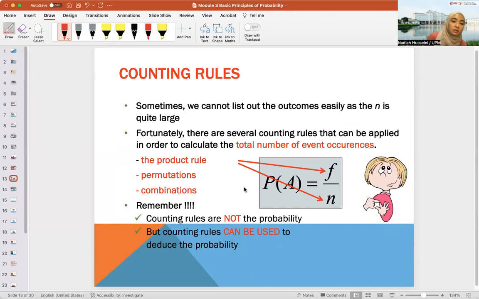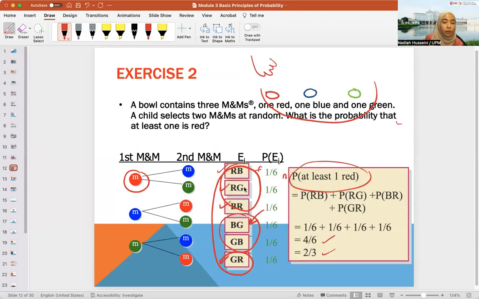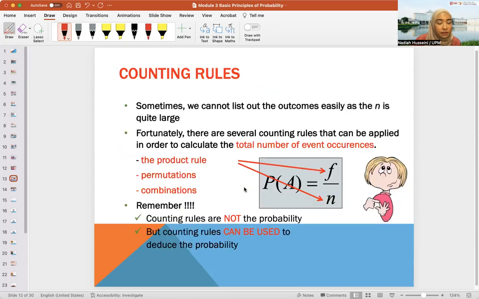Okay, moving on. So counting rules. Sometimes we cannot list out the outcomes easily as the n is quite large. So it was fairly simple when we had like 3 M&Ms and we just wanted to select 2. So you only had like 6 events happening, right? But what if you have like 100 M&Ms of different colors, and you just want to select 2? There's a lot of combinations going on. Your n will be super large.